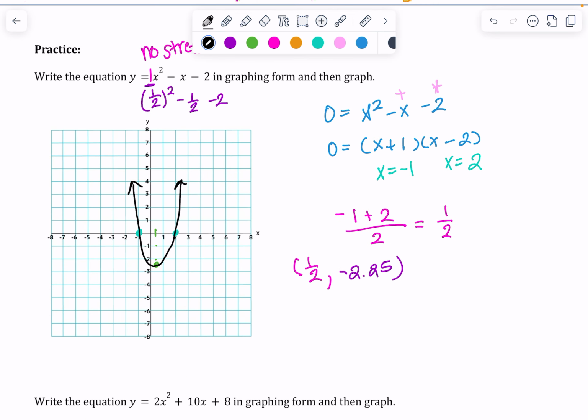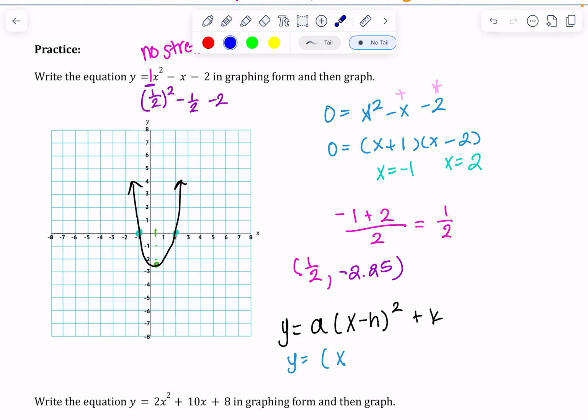Our last step here is just going to be to rewrite this in graphing form, right? We have that a times (x minus h) squared plus k. We know that we had no stretch, right? Our a value is 1, so we don't need to write anything there. Our h is our 1/2, but remember that always goes in as opposite, and our y-coordinate goes in as the same. So this would be our graphing form version of this parabola. Again, it's the exact same equation, the exact same parabola that standard form makes, just looks a little different.